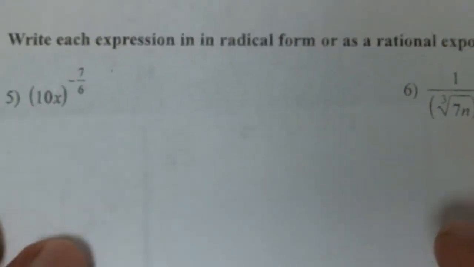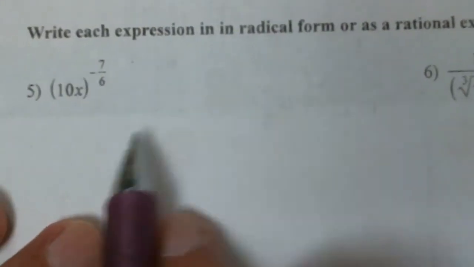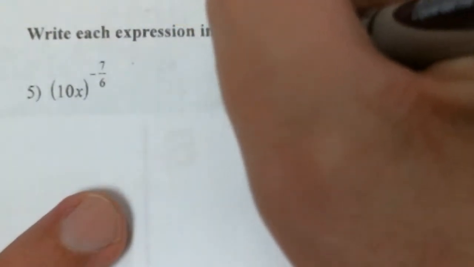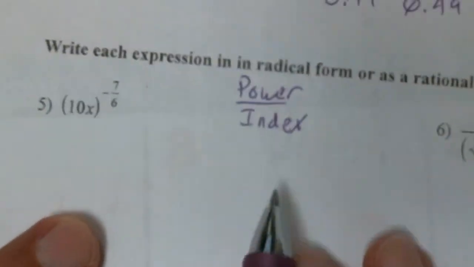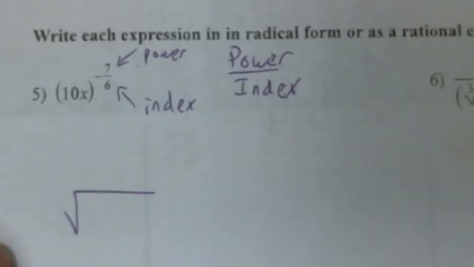Number 5. Write each expression in radical form or as a rational exponent. So here we're just converting back and forth. You've got to remember power over index. Power over index. So the 7 is my power, and the 6 is my index. Power over index. Okay, when I write this in radical form, I'm going to have the square root symbol.